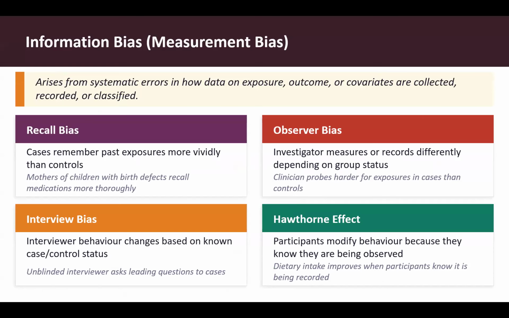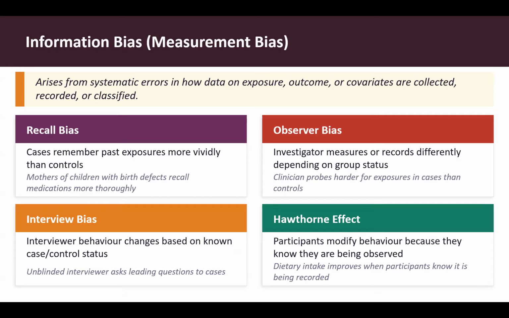Now we come to the information bias or measurement bias. It arises from systematic errors in how data on exposure, outcome, or covariates are collected, recorded, or classified. For this, we have first of all recall bias. Cases remember past exposures more vividly than controls. For example, mothers of children with birth defects recall medications more thoroughly.